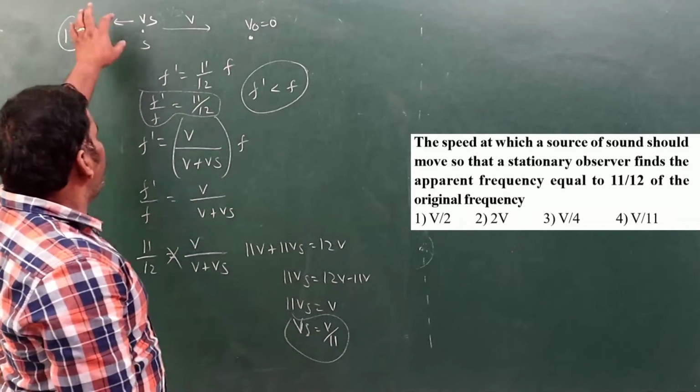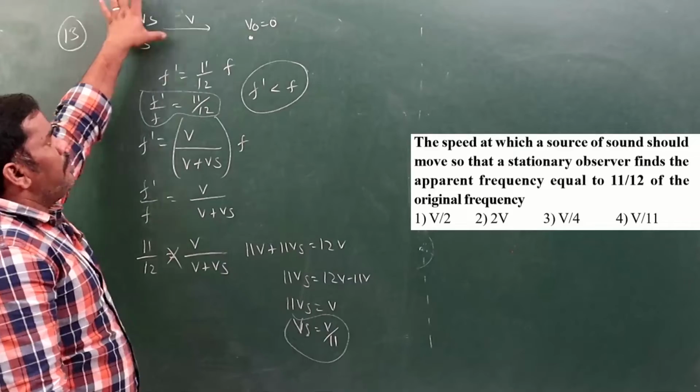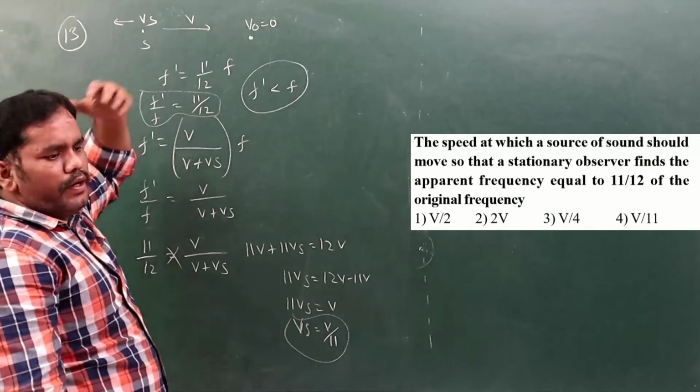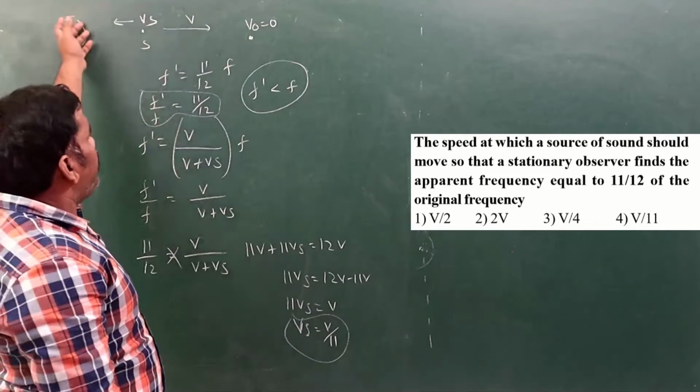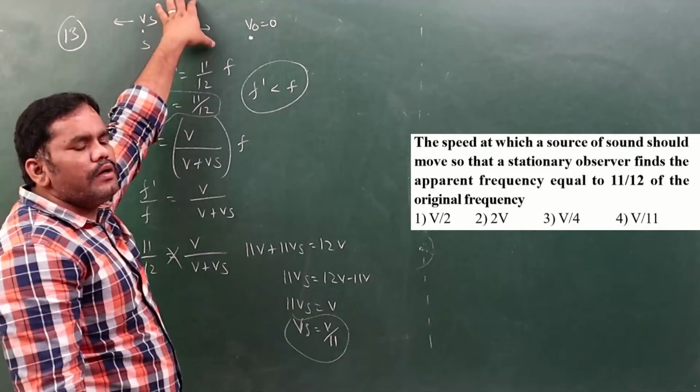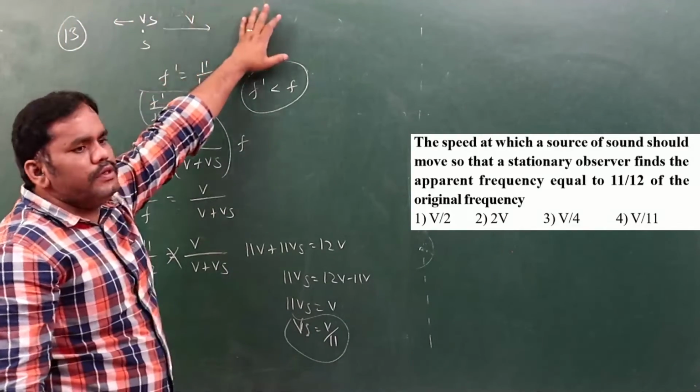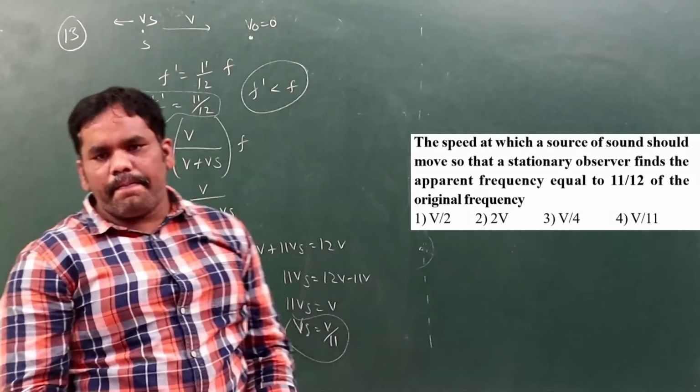The source is moving away from the observer. Whether the source is moving towards the observer or away from the observer, the velocity of sound is always taken from source to observer. Okay.